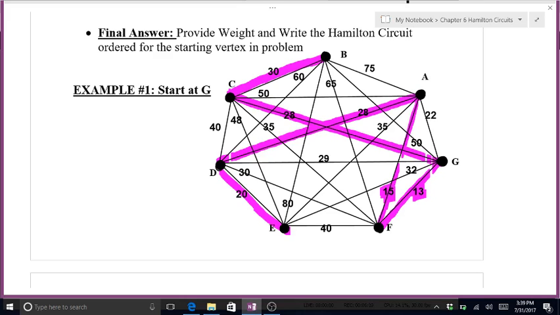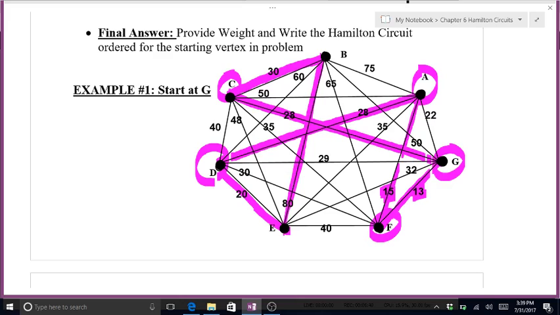Okay, how do you know you're done and you're ready to close off? If every vertex except for 2 of them have 2 lines coming off of them. So notice, C has 2 lines coming off of it, A has 2 lines, G has 2 lines, F has 2 lines, D has 2 lines. Every dot except for 2 have 2 lines coming off of them, which just means we need to connect these last 2 pieces together and be done.